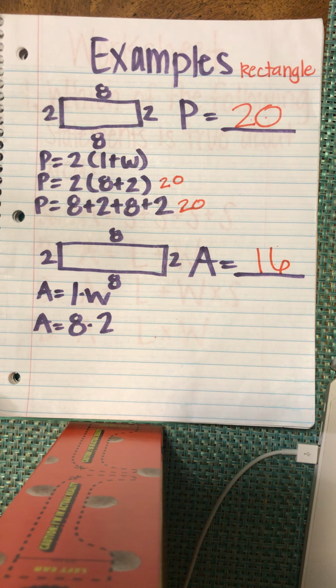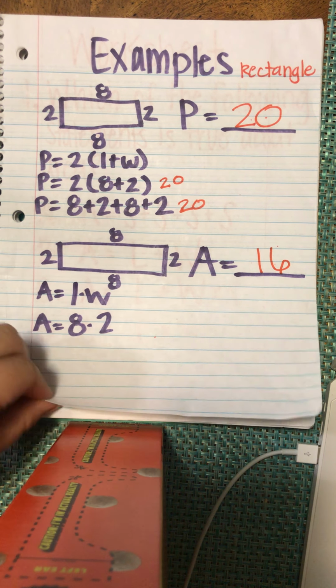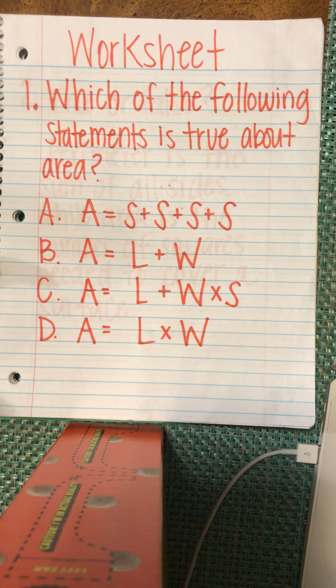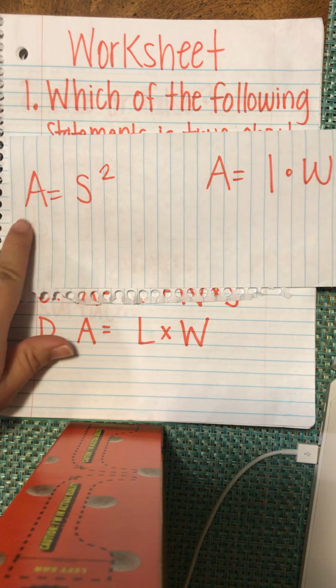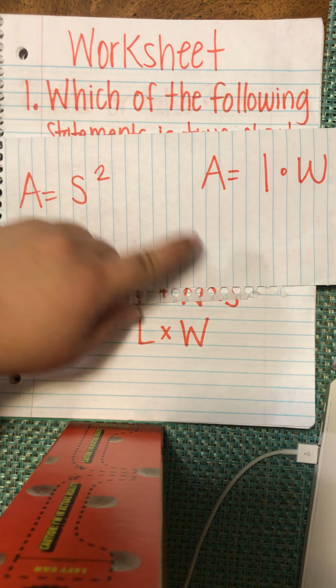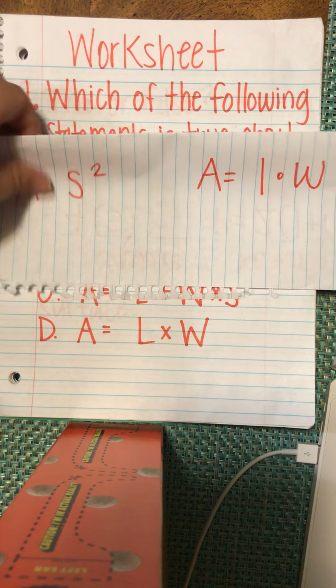All right, so those are some examples of both area and perimeter, which are going to help us right now on our worksheet that we are about to begin. So everybody should have this worksheet, and we will go through it together. So the first question says, which of the following statements is true about area? So here we can pull out our formula sheet and look at our area. So here we have area equals S squared and area equals L times W.